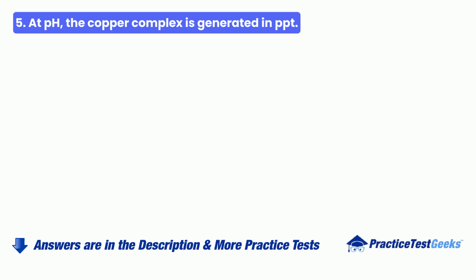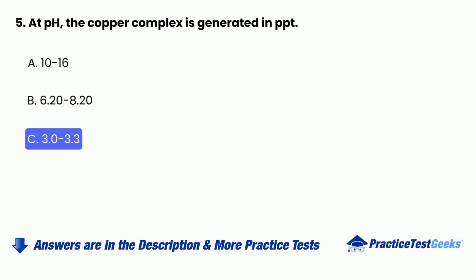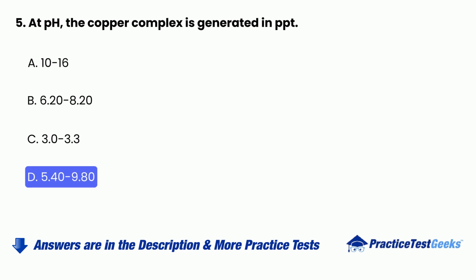5. At pH, the copper complex is generated in ppt. A. 10 to 16. B. 6.20 to 8.20. C. 3.0 to 3.3. D. 5.40 to 9.80.